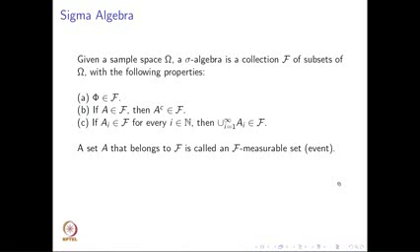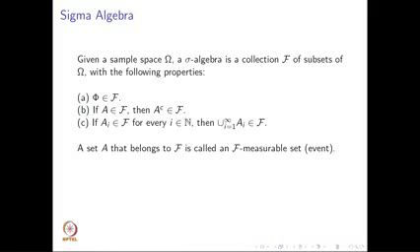Next we come to the concept of a sigma algebra. Given a sample space omega, a sigma algebra is a collection F of subsets of the sample space with the following properties. The null set is an element of F. If A is an element of F, then A complement is also an element of F. If Ai is an element of F for every i belonging to the natural numbers, then the union of Ai from i equals 1 to infinity is also an element of F. A set A that belongs to F is called an F measurable set. This is what we naturally understand as an event.